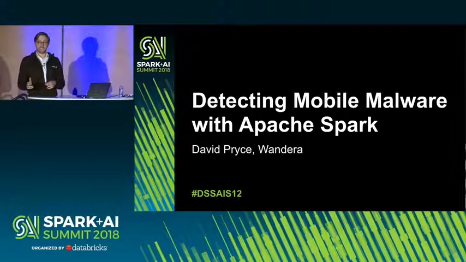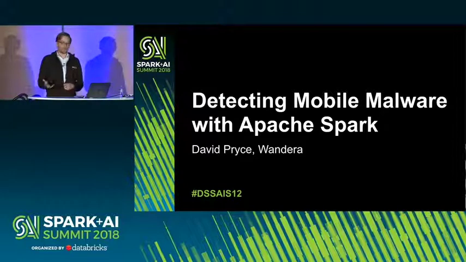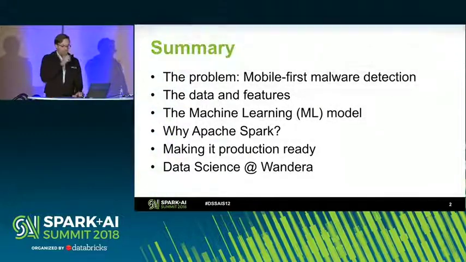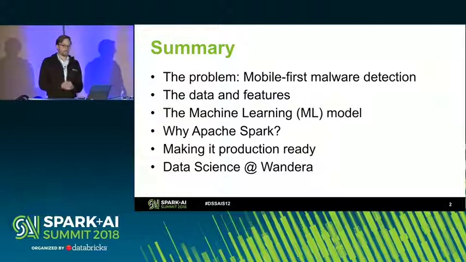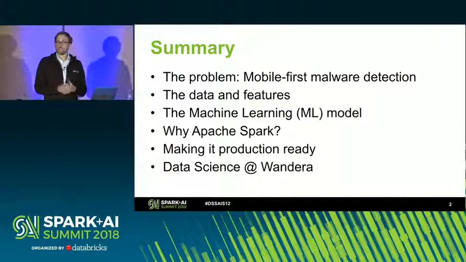But I will be talking about the bad guys out there who are trying to get mobile malware onto enterprise devices and how we detect that using Apache Spark. So here's the summary. Of course, I'll outline the overall problem, what sort of malware we see out there, how it gets onto the devices.